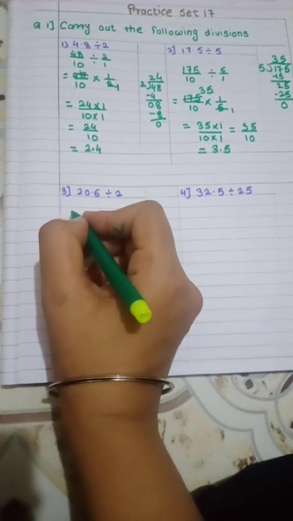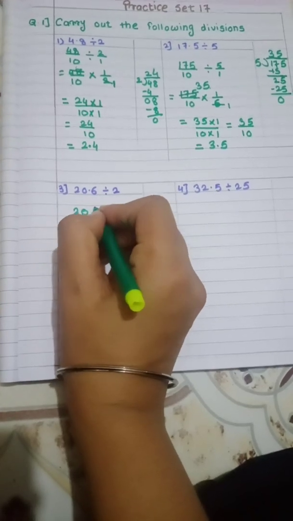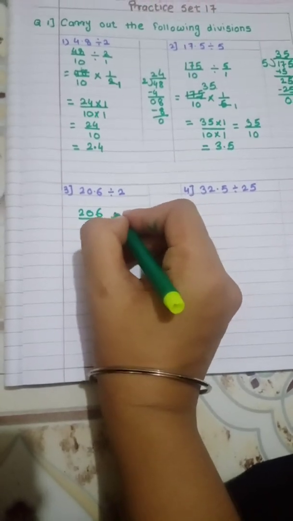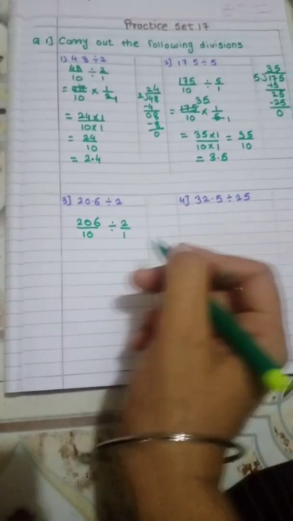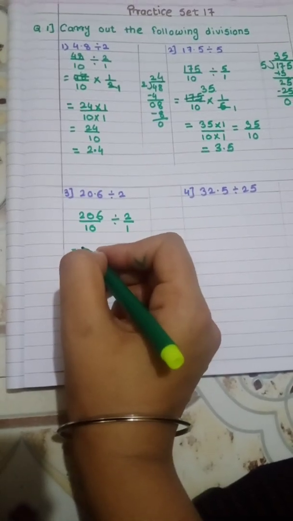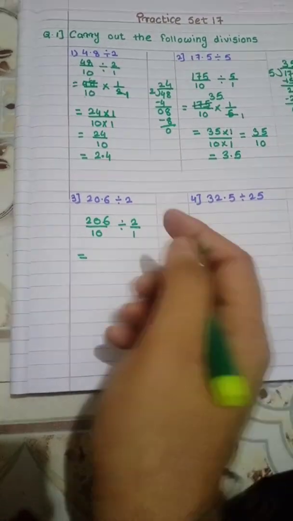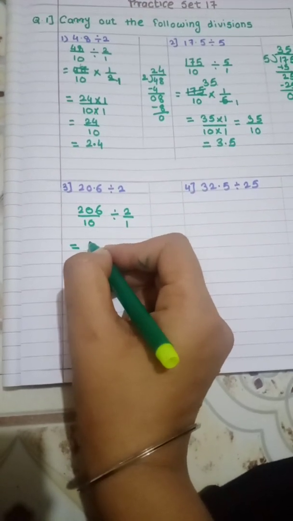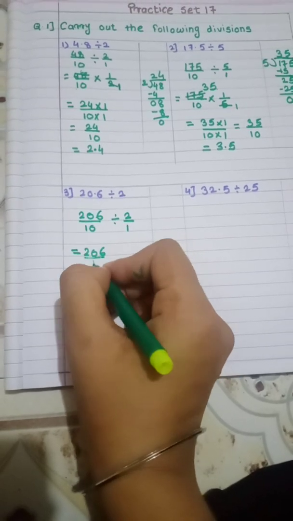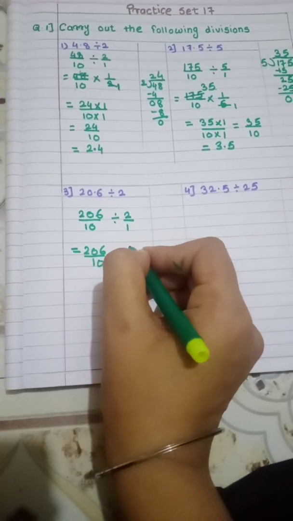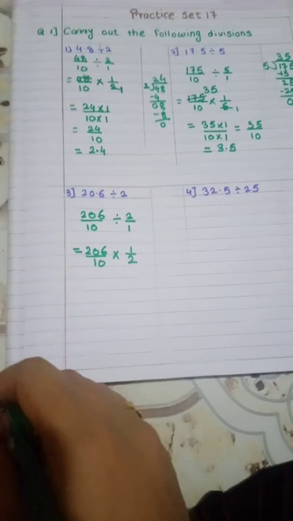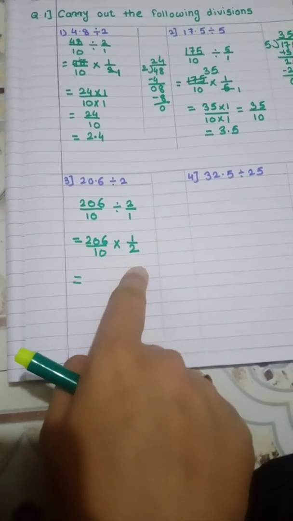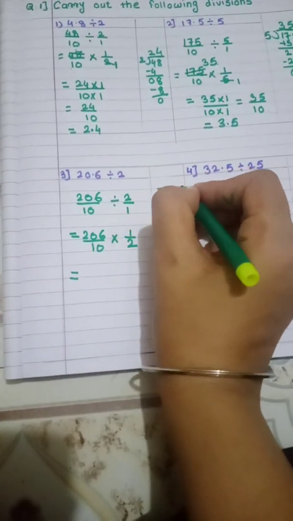First convert it into the common fraction. 206 divided by 10. 206 upon 10 divided by 2 upon 1. So now I'll do it. 206 divided by 10 multiply by 1 upon 2. Okay, so here I have to divide 206 by 2. So I'll do the division here.